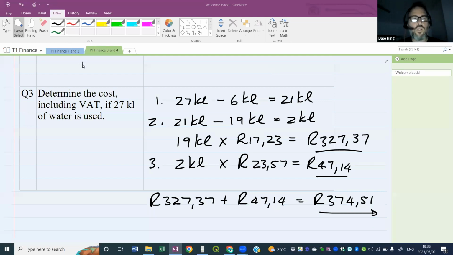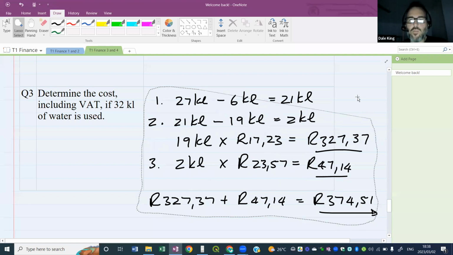In fact, let's change it up now. Let me change the question right now. Let's make it 32. We're making it big. 32 kiloliters of water. All right. What are we going to do if there's 32 kiloliters of water used in a month?